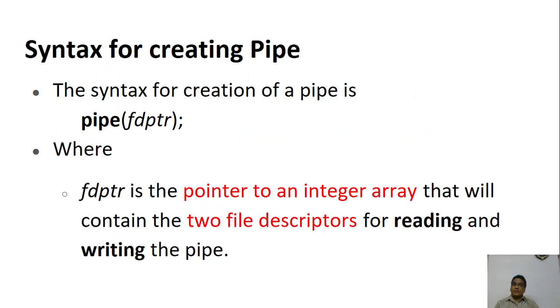The syntax for creating an unnamed pipe is to use pipe and you specify the file descriptor. One thing that you must understand here is that the file descriptor is an integer array. It contains two file descriptors. One is for reading from the pipe. The other one is to write to the pipe. So this is an array that contains two file descriptors, one for reading, the other one for writing into the pipe.